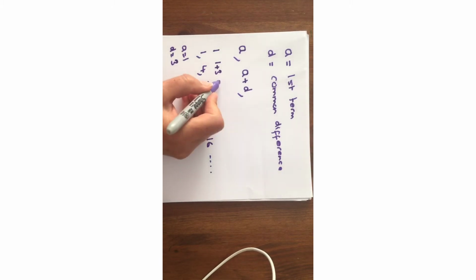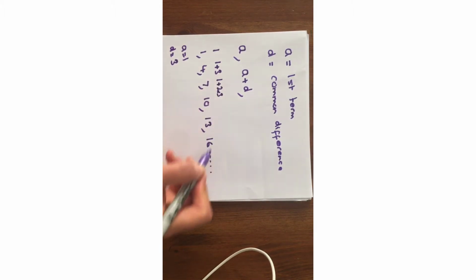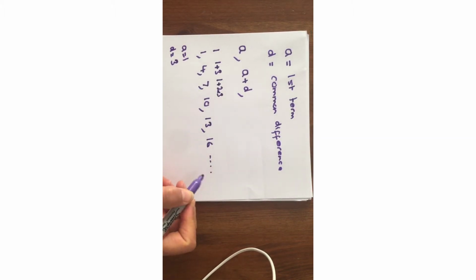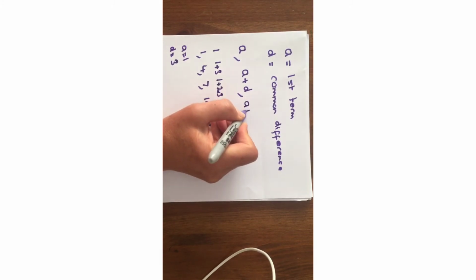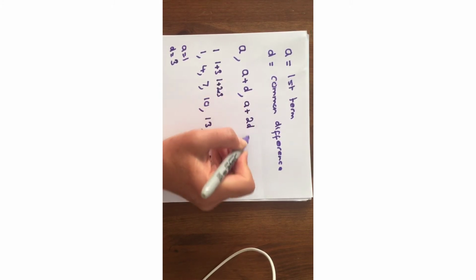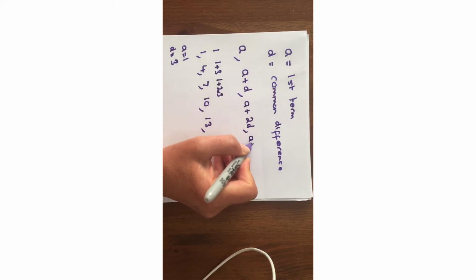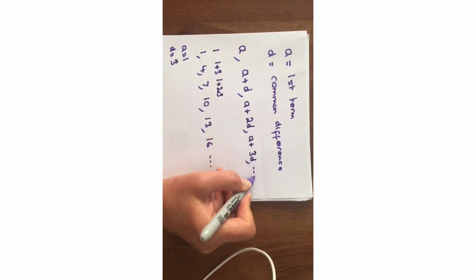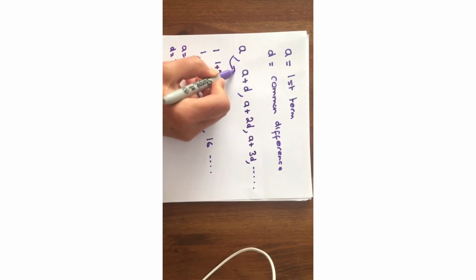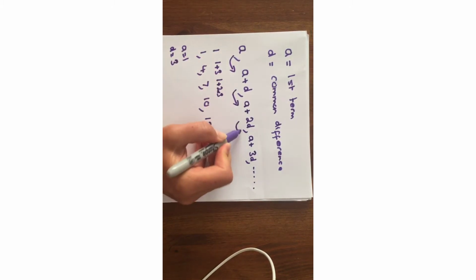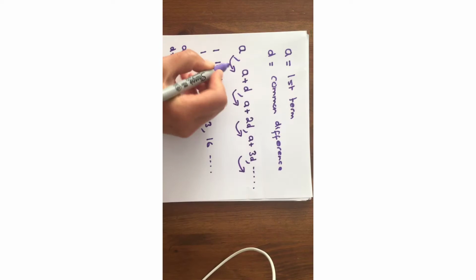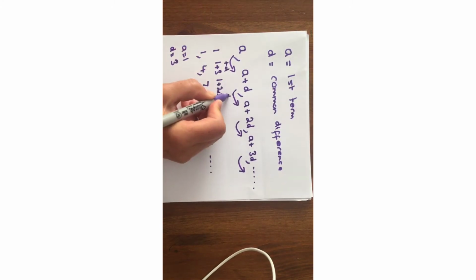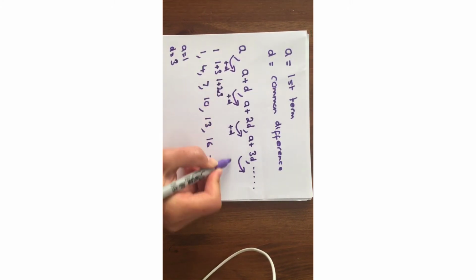Well, here I'm adding another D, so it's 1 plus 2 lots of 3. Each time I'm adding D on. So my next term will be A plus 2 lots of D. My next term after that will be A plus 3 lots of D, etc. So the difference between each term, you can see we're adding D each time.